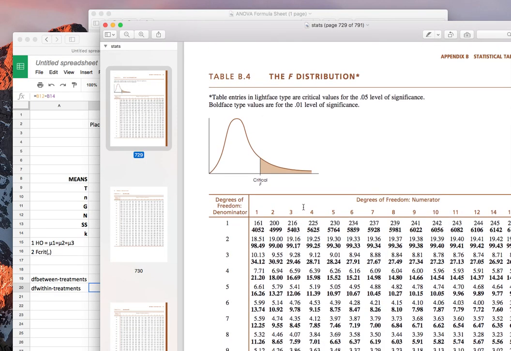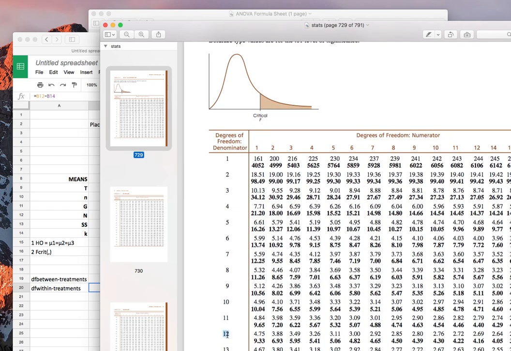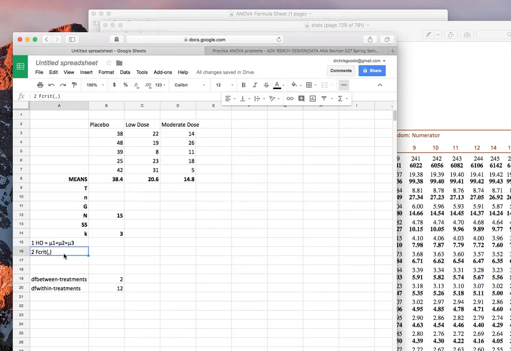Here's how to use the F table. There's 2 in the numerator, 12 in the denominator. For an alpha of 0.05, that's the light face type, it is 3.88. If we had used alpha of 0.01, we would have used 6.93. But we're going to use alpha of 0.05. F crit for 2 and 12 degrees of freedom is 3.88.